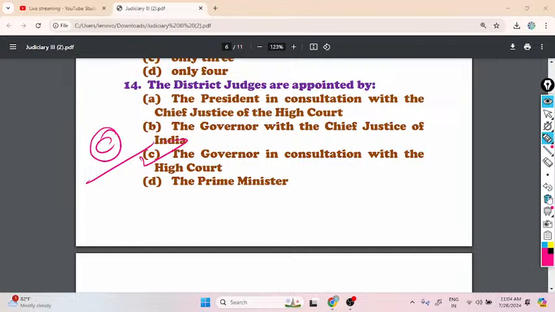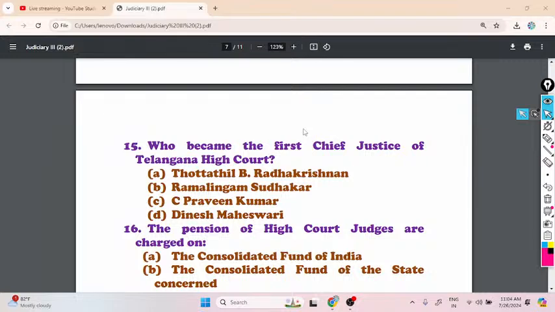This question is repeated. Who became the first Chief Justice of the Telangana High Court? The Telangana High Court came into being as a restructured court in 2019, and we have already taken a question on that. So the first Chief Justice of Telangana High Court was Justice Radhakrishnan. A.